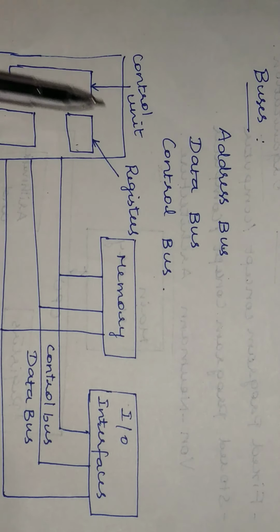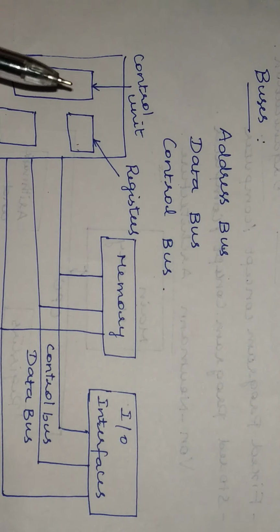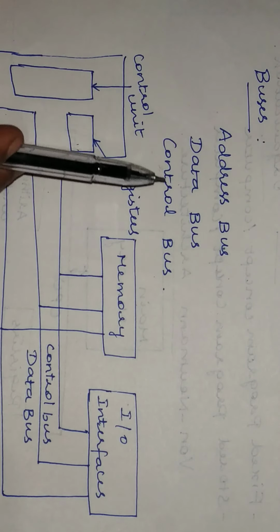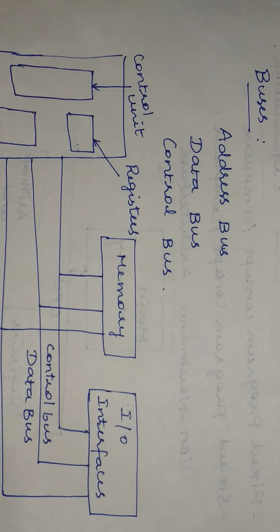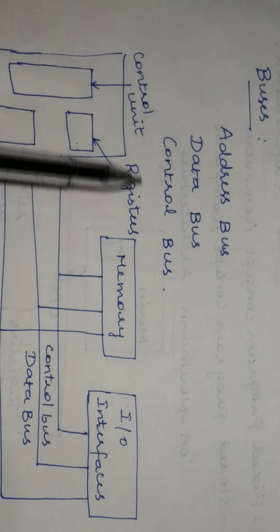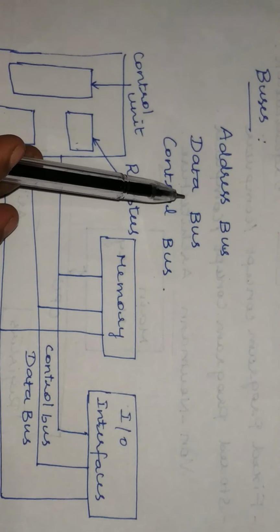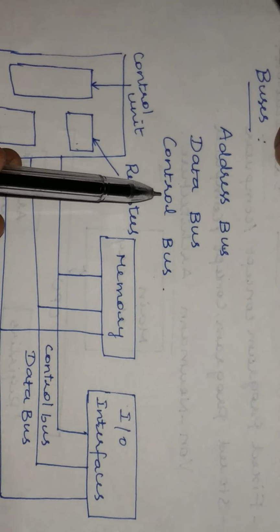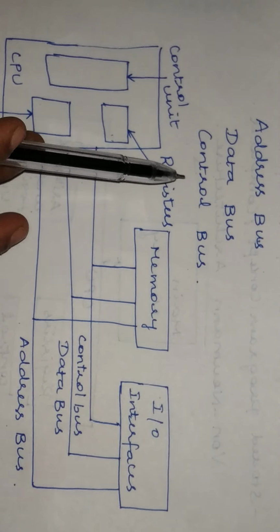So in this computer architectural design, particularly in the von Neumann architecture, how many buses are we following? There are 3 types of buses: one is the address bus, another is the data bus, and the last one is the control bus. What is the address bus? The address bus transfers only addresses. If it is transferring only data, that is the data bus. If it is transferring any control signals or timing signals, that is done through the control bus.